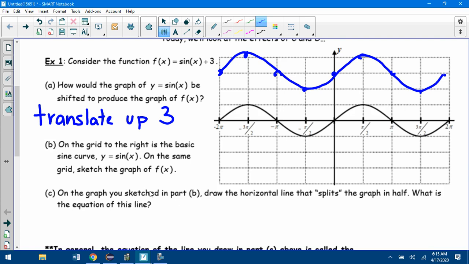On the graph you sketched in part B, draw the horizontal line that splits the graph in half. What is the equation of this line? So the x-axis split the original graph in half. If I move that up 3, there's the horizontal line that splits this one in half. Half of it's above, half of it's below. What's that equation? It's a horizontal line, so it's y equals 3.